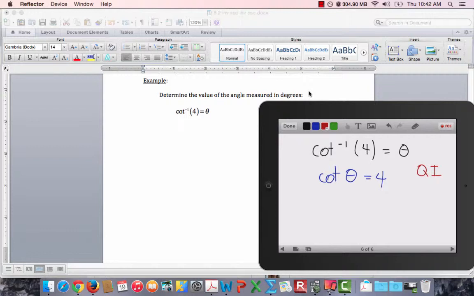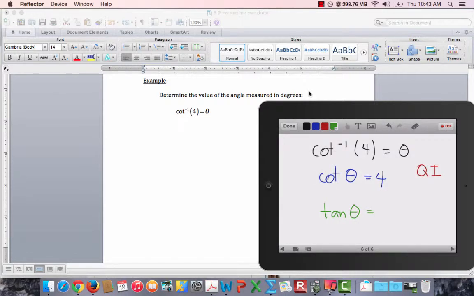Due to the fact that this angle is not one of our known angles or one of the angles that's on the unit circle, we're going to have to use our calculator in order to find it. So in order to plug this into our calculator, we're going to have to consider it in terms of tangent instead of cotangent, because we don't have an inverse cotangent function on our calculator. We only have inverse tangent.